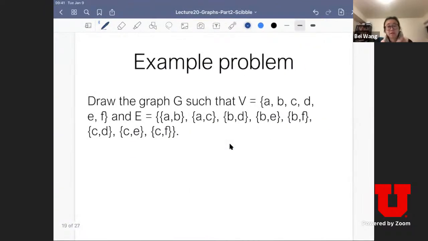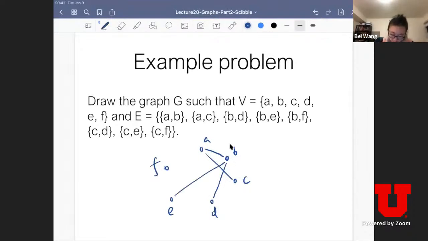Okay. Now this problem is asking you to just draw the graph. It gives you the vertex set and edge set. Again, you can pause it and try to do this yourself, but this is pretty straightforward. I have A, B, C, D, E, F. And then there's an edge between AB, AC, BD, BE, BF, CD, CE, and CF. Okay? That's how the graph looks.